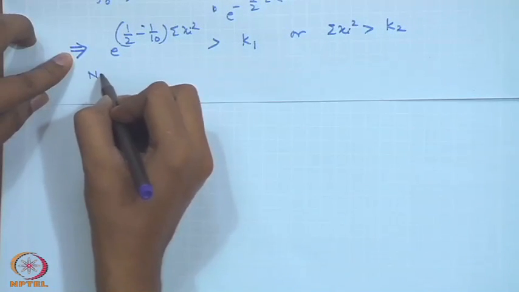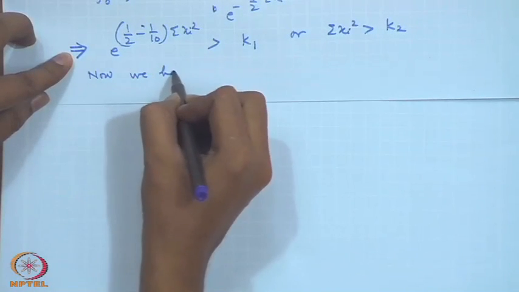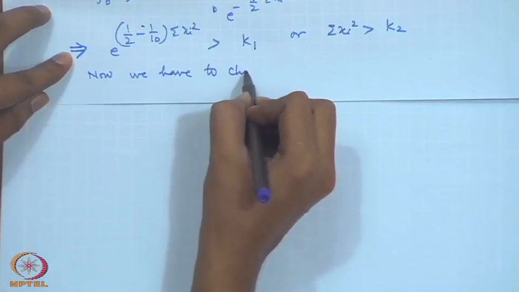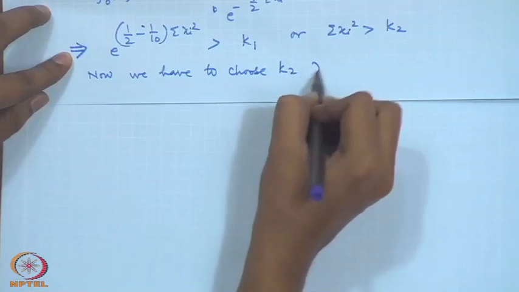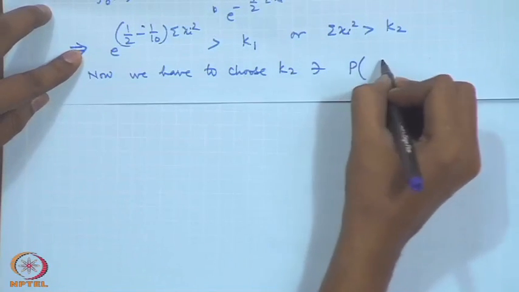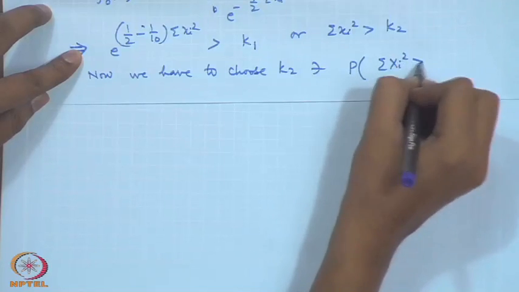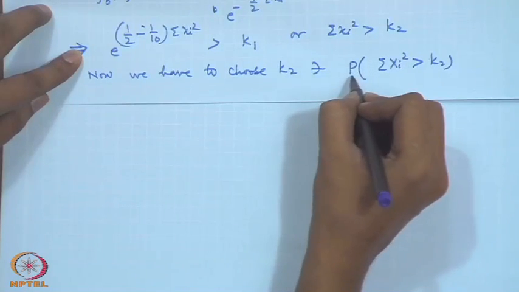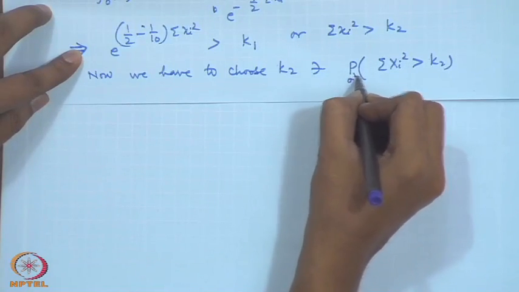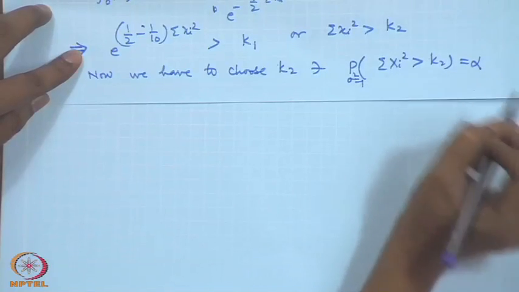Now, we have to choose k 2 such that the probability of sigma x I square greater than k 2 under sigma square equal to 1 is equal to alpha.